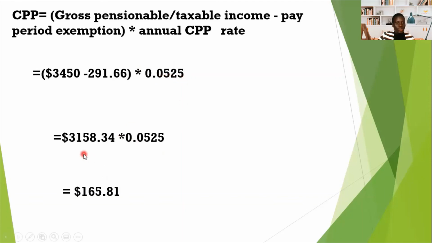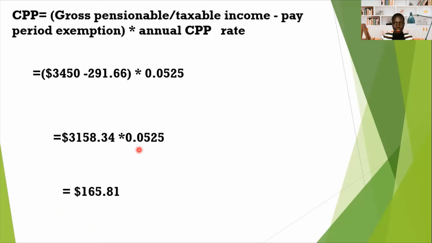So you take 3,158.34 times 0.0525. The amount of CPP that the employer from this company will be deducting monthly would be 165.81. If you want, you can actually try to use your pay stub and calculate it to see if it's what you are getting, the CPP that is being deducted from your paycheck.